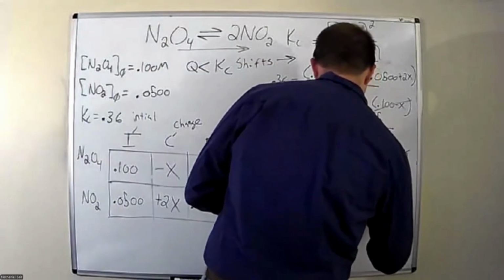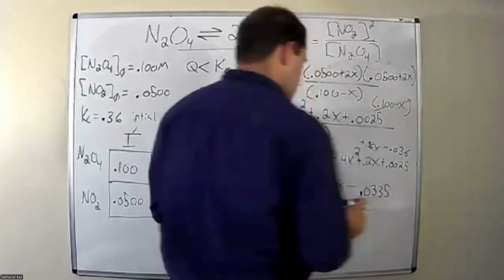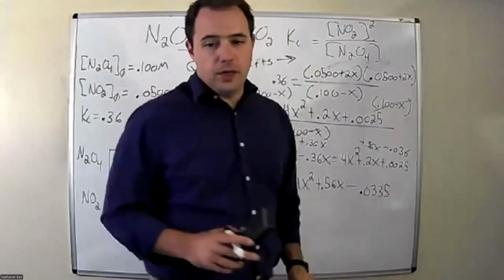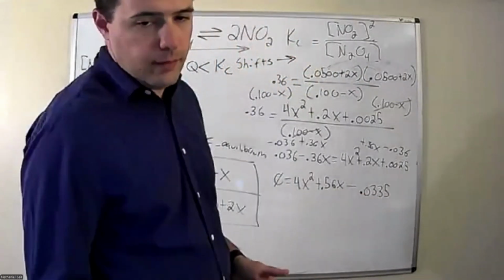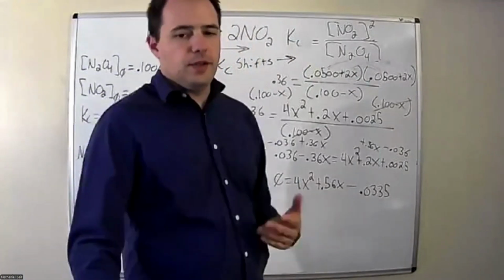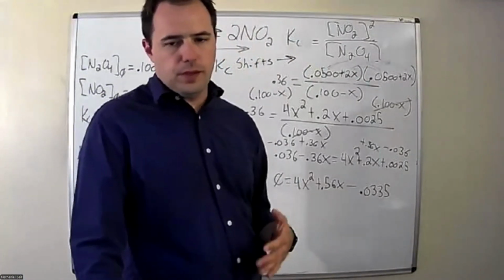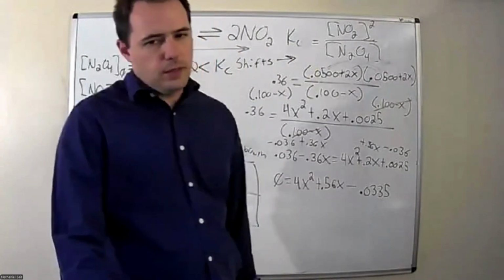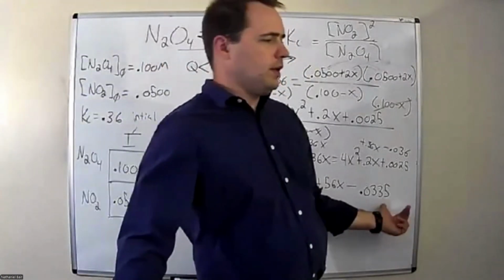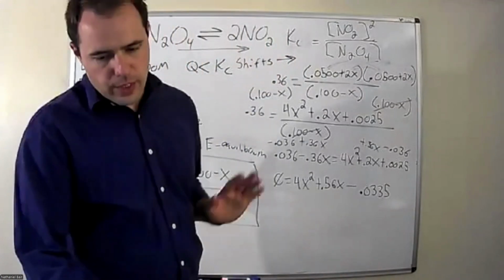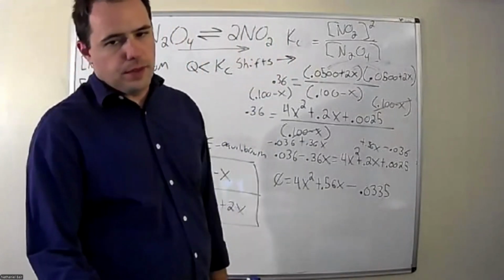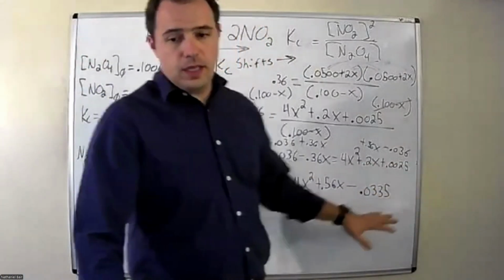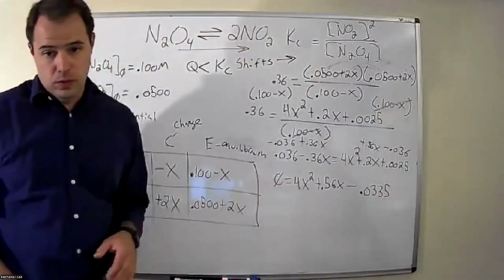0.0335. Now I'm going to give you a tip here, folks. Don't try to do sig figs here. Just keep a whole bunch of the numbers, because if you start rounding, that drastically affects the quadratic when you plug the numbers in. So don't worry about sig figs till the end. Don't round that to 0.034. Try to keep the values in there. So now we have our quadratic equal to 0.